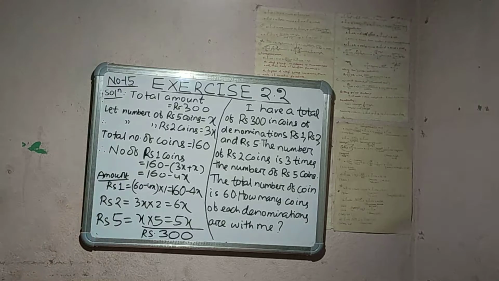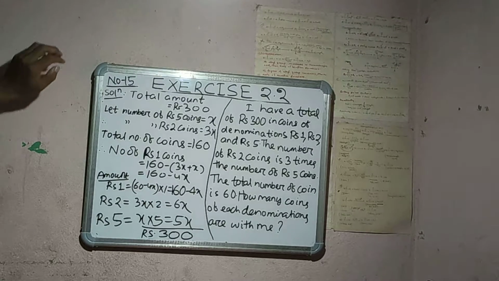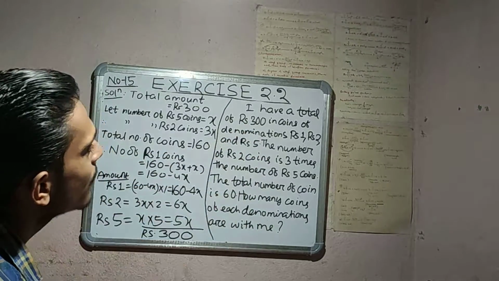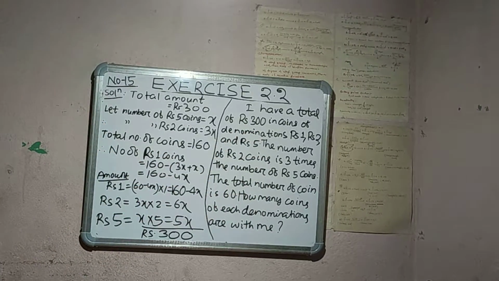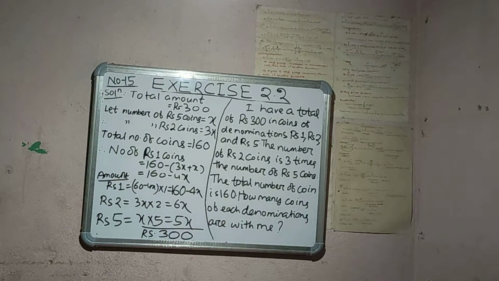Today, we will discuss the remaining two questions of exercise 2.2. Okay. So, question number 15. The question is, I have a total of rupees 300 in coins of denominations rupee 1, 2 and rupee 5. The number of rupee 2 coins is 3 times the number of rupee 5 coins. The total number of coins is 160. How many coins of each denomination are with me?